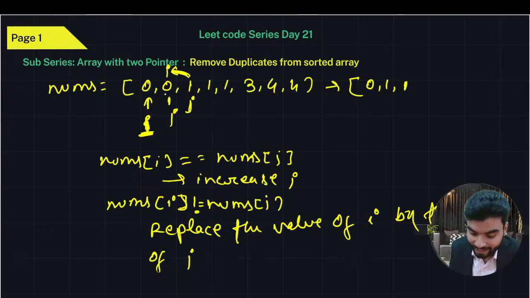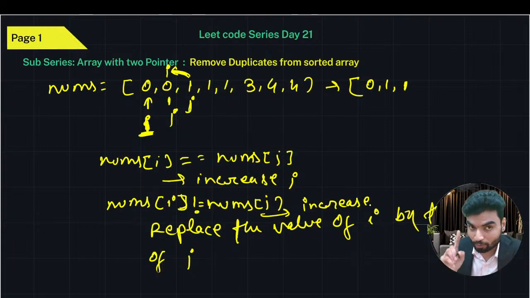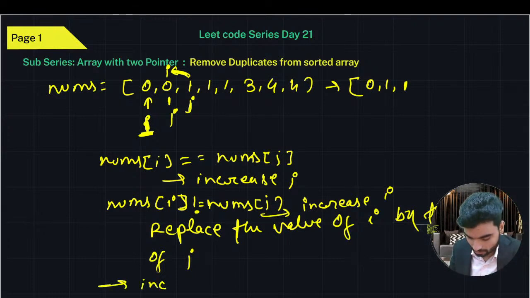Means the value of I will be updated now. You will have 0 comma at the place of I. You will have 1, which was here, and then you will increase the j pointer as well. First, when this is not equal, you increase the I pointer, because previously I was pointing to the length of the sorted part, right? Now I should point to the upcoming value. So now increase I, and then when you've done this, increase j. So now j will come here.